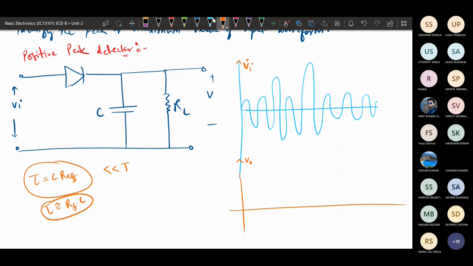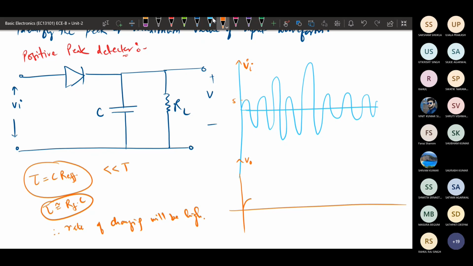Therefore the rate of charging will be high. As the rate of charging is high, whatever input we are applying, the voltage of this capacitor will be charged to that value. So suppose this value is 5. Once we have applied the input, the capacitor has charged to 5 volt.